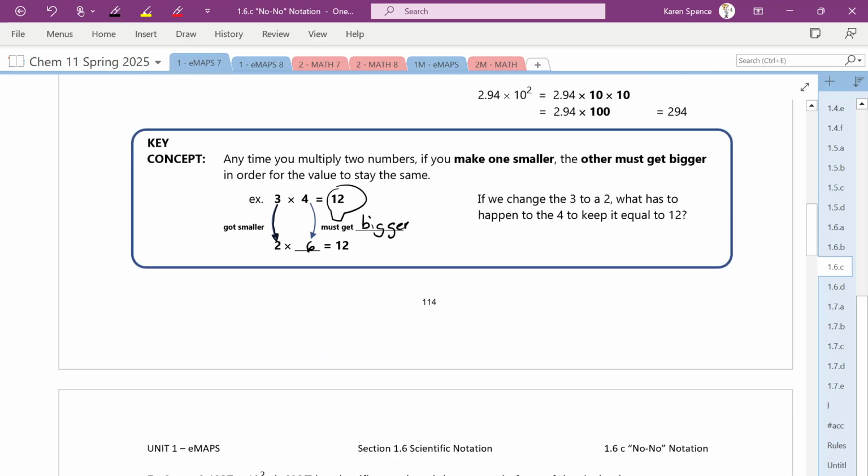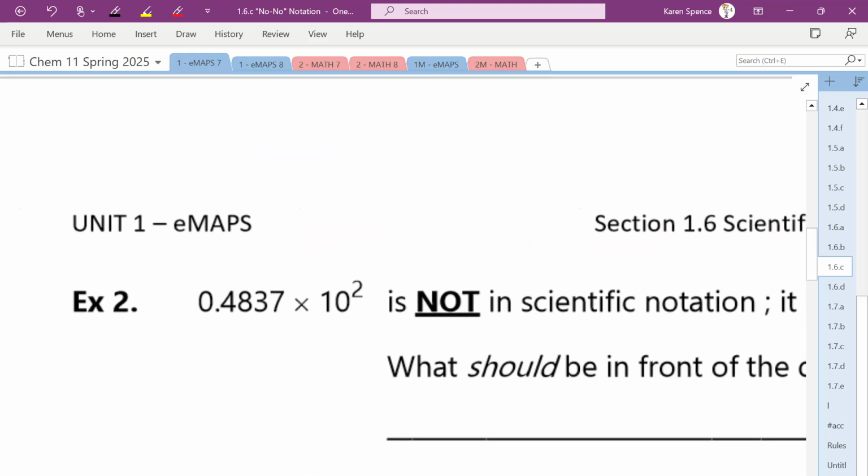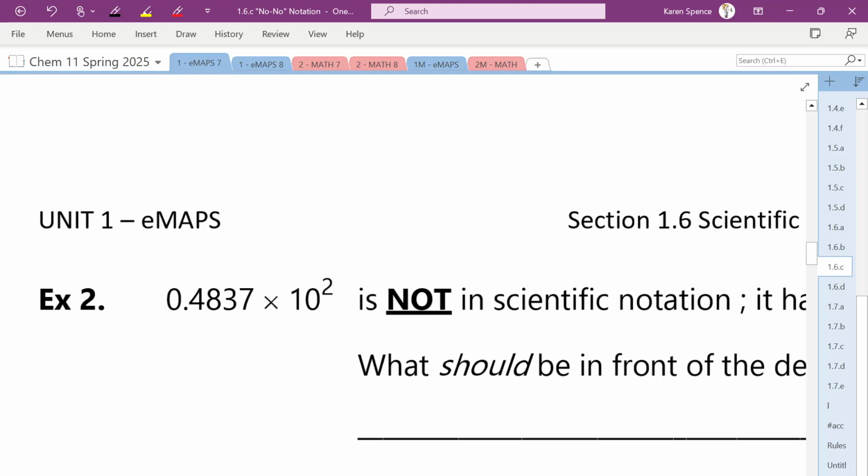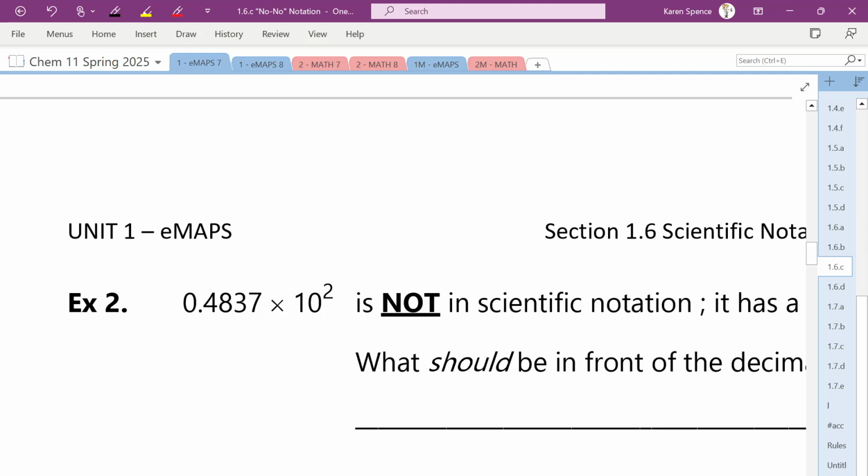Let's try a couple more examples. Is this number in scientific notation? 0.4837 times 10 to the 2. No, you cannot just have a 0 in front of the decimal. So what do we need to do with our decimal? Move it one place to the right.